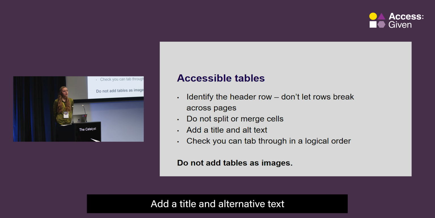Add a title and alternative text if you can. So yes, you can add alternative text to a table. It's not always a necessity, but it's good practice if your table is complex or you want to add a little bit more description to it. And check you can tab through your table in a logical order. It's a nice way to just double check at the end that your table is accessible.